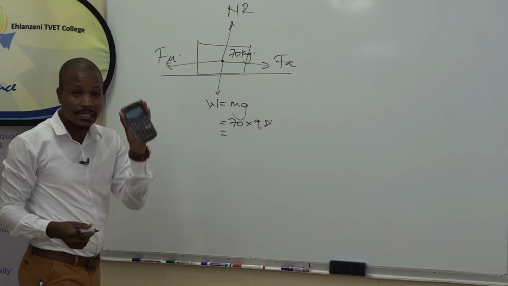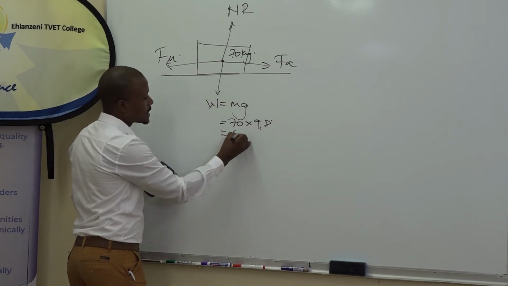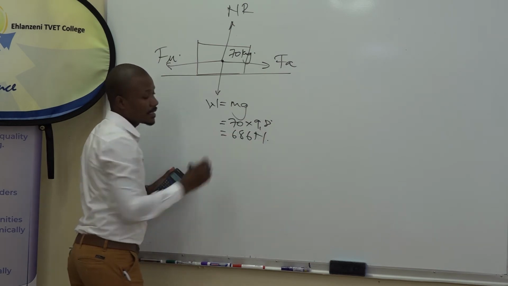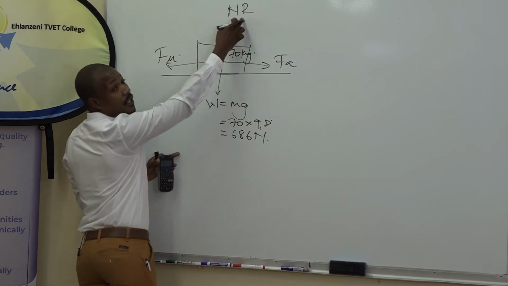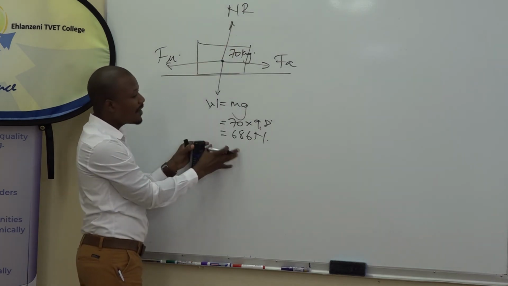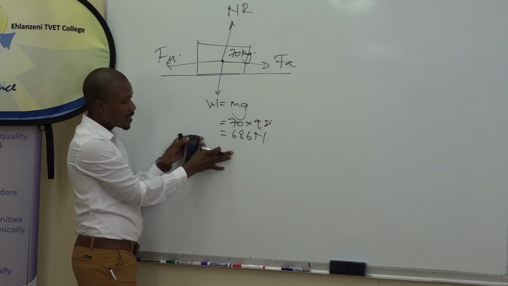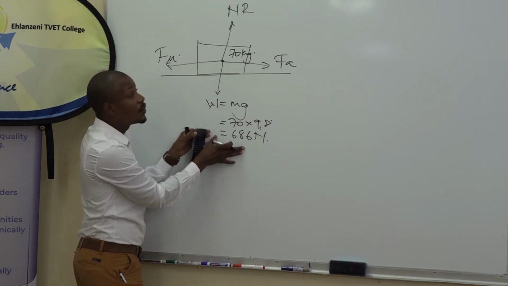This is 686 Newton. Remember, this weight is equal to the normal reaction. This means that every value that you find for this weight will be equal to the value of the normal reaction.